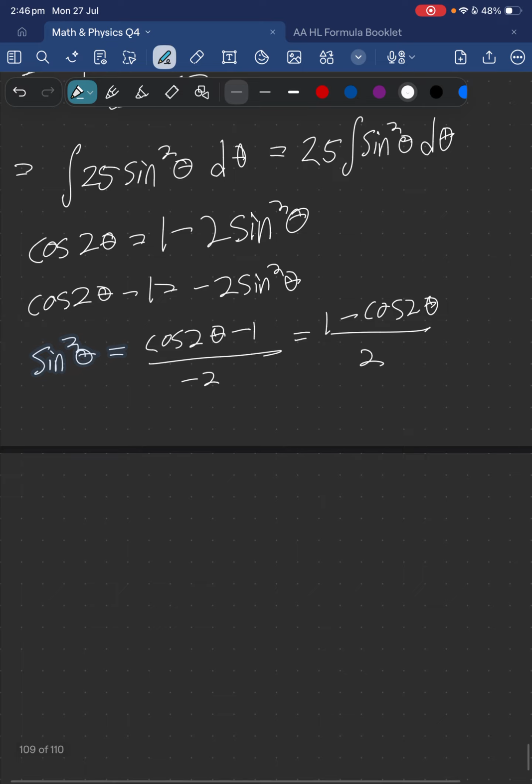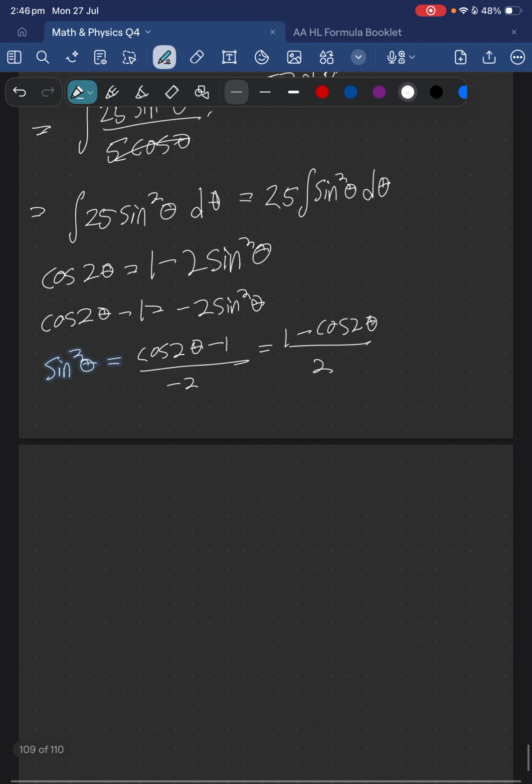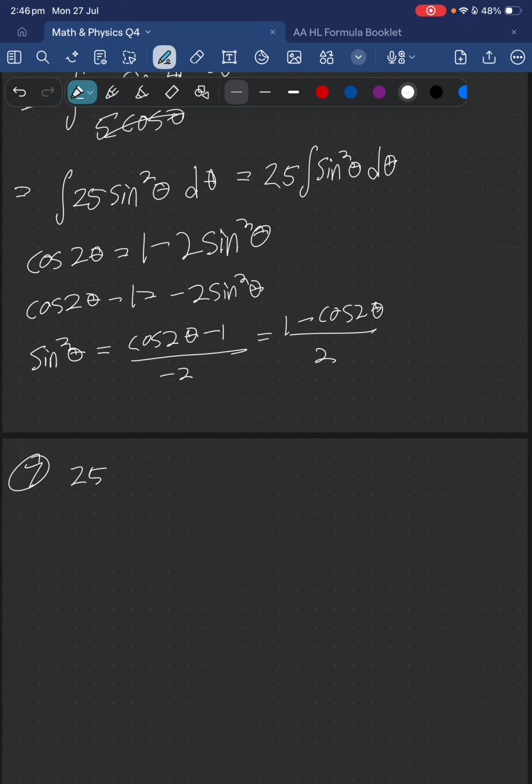And now, our 7th step is probably the most important step here. So just substitute that back in. So you get 1 minus cosine of 2 theta over 2 d theta.